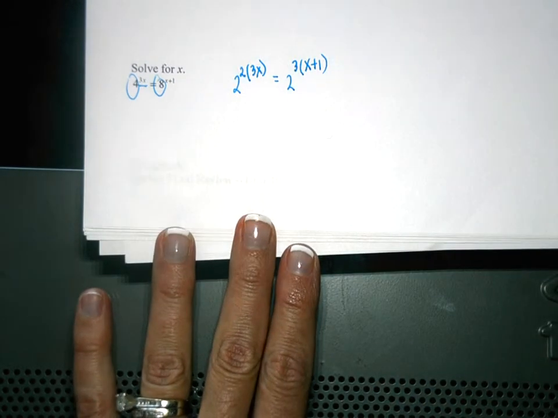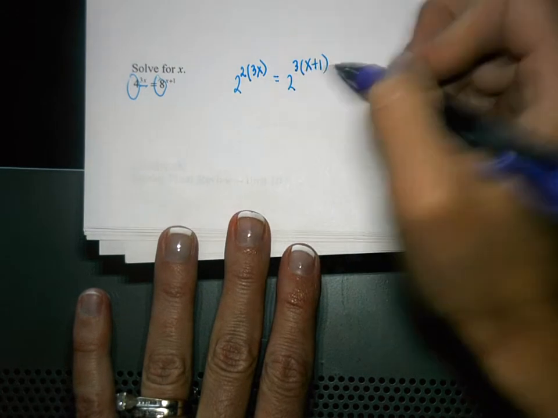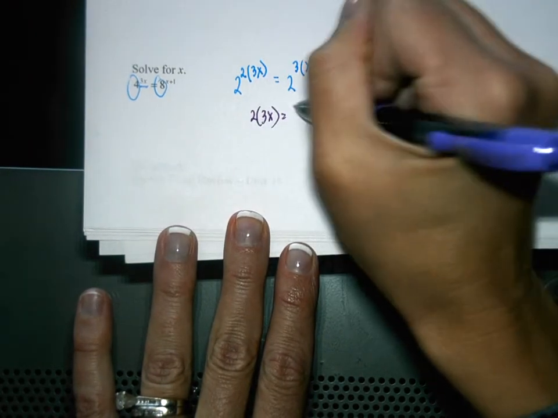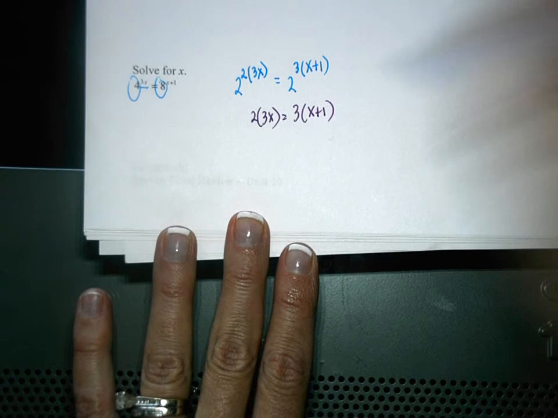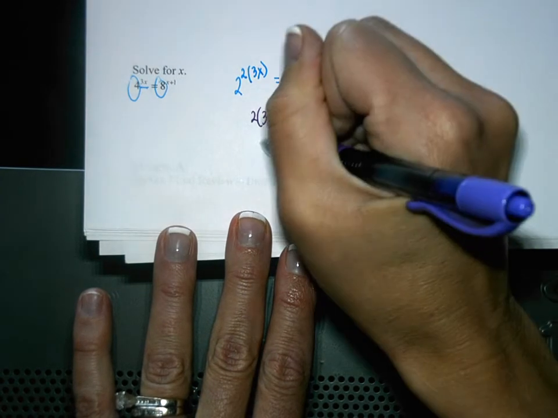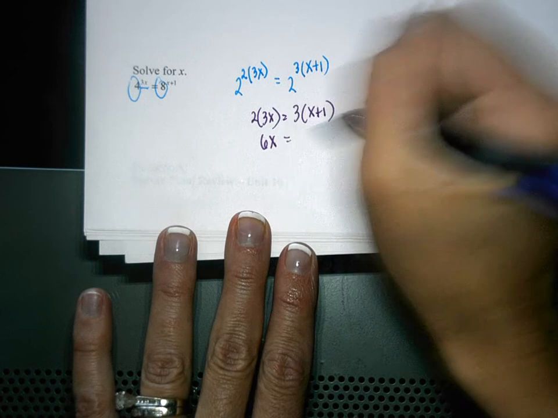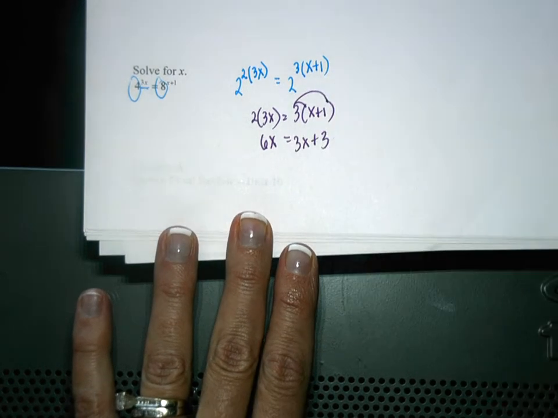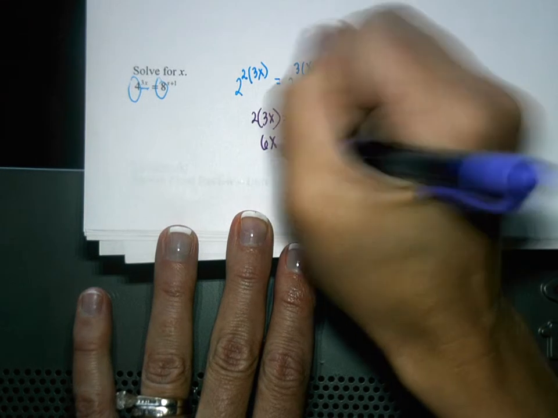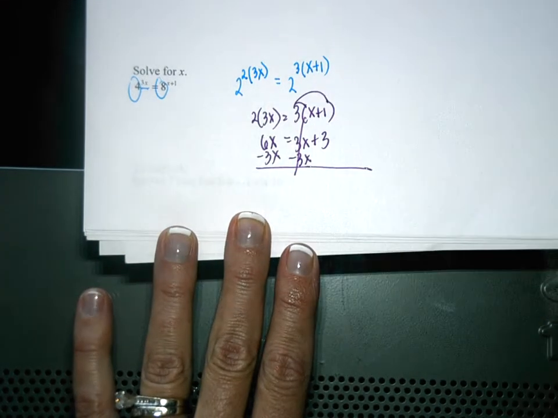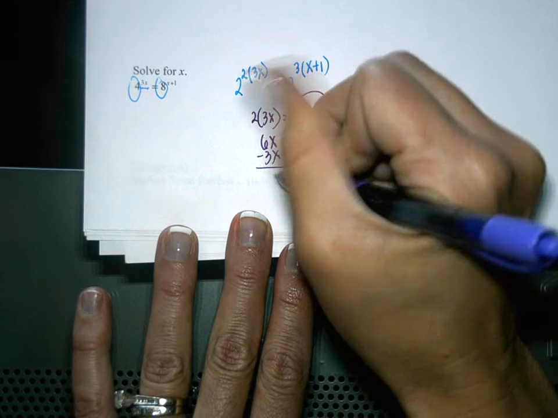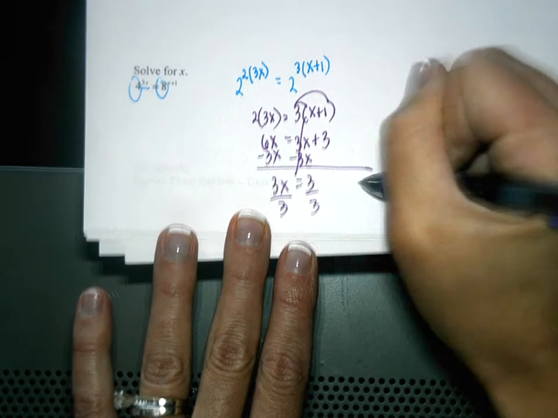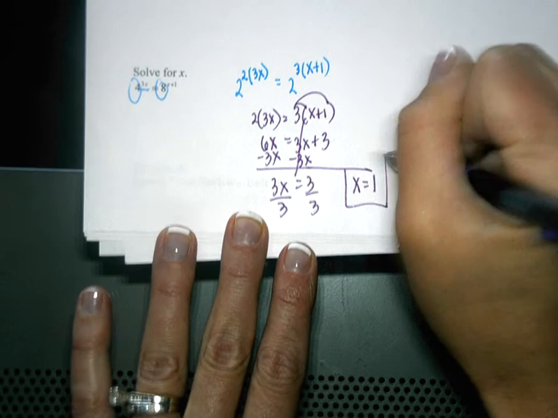Now that our bases are like, that means our exponents are like, and so we have 2 times 3x equals 3 times x plus 1. I multiply, 2 times 3x makes 6x. We distribute here and we get 3x plus 3. In order to solve for x, I'm going to subtract 3x to both sides. The x's there eliminate. 6x minus 3x is 3x. 3x equals 3. We divide by 3 to both sides, and my answer for x is x equals 1.